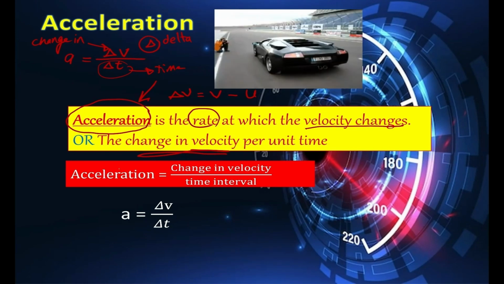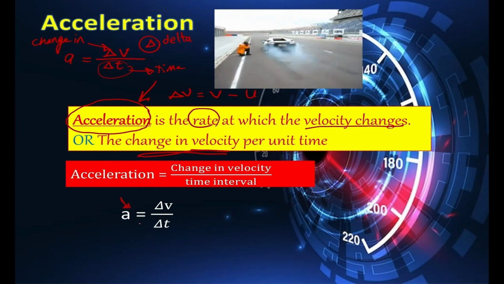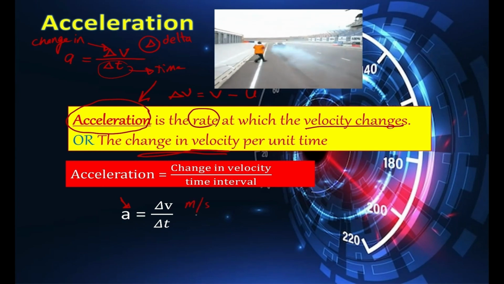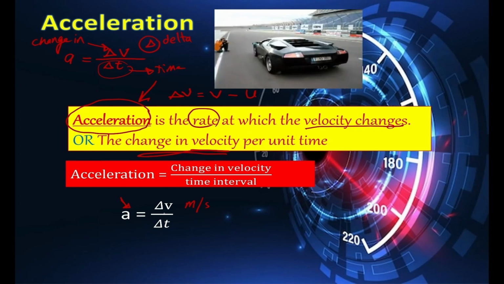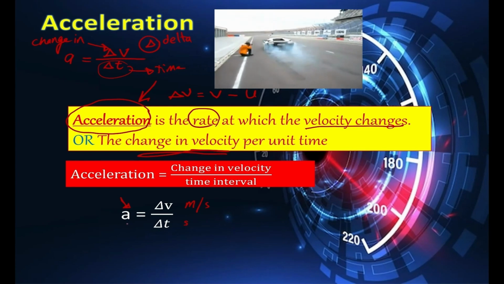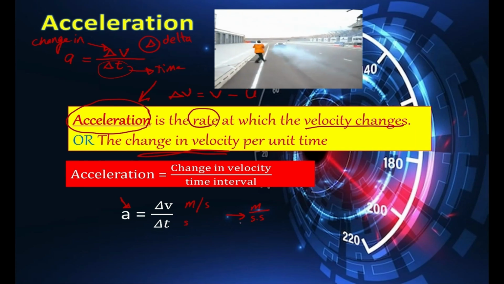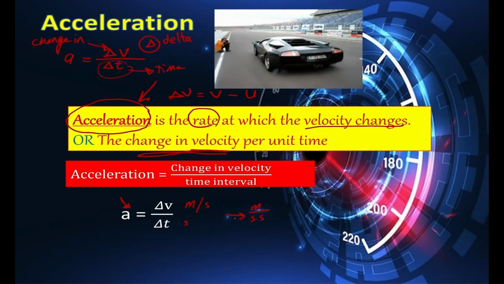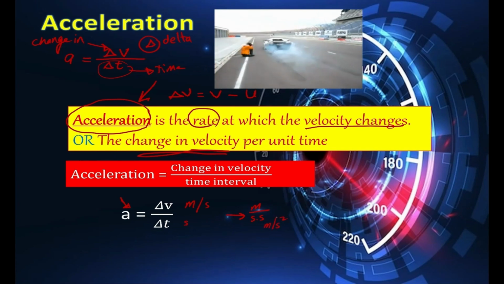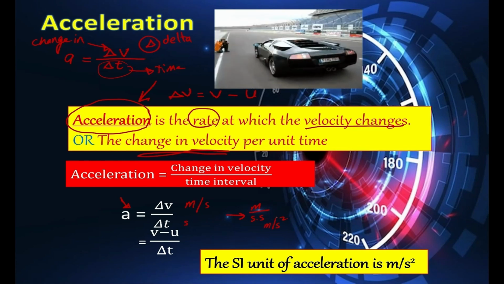Good. What is the unit of acceleration? From this equation, the speed or the velocity, the unit is meter per second. Both of them have the same unit, speed and velocity. The time has the unit second. So the SI unit of acceleration is meter per second per second. This means the unit of acceleration is meter per second squared. Good? Yes, of course. The SI unit of acceleration is meter per second squared.